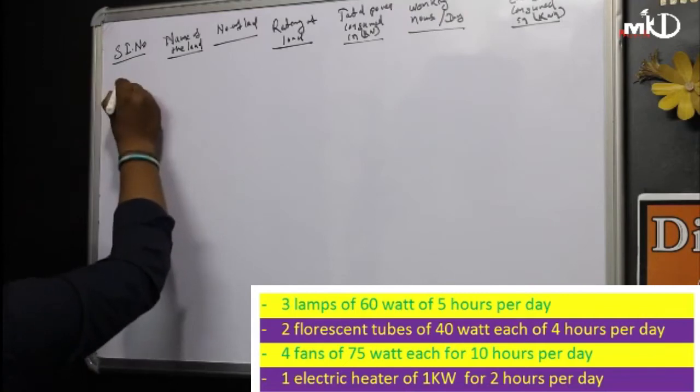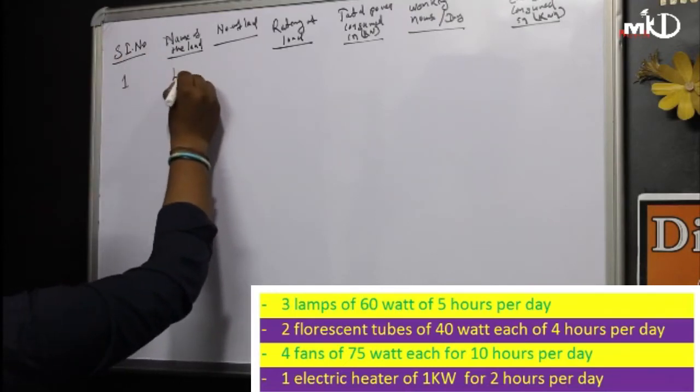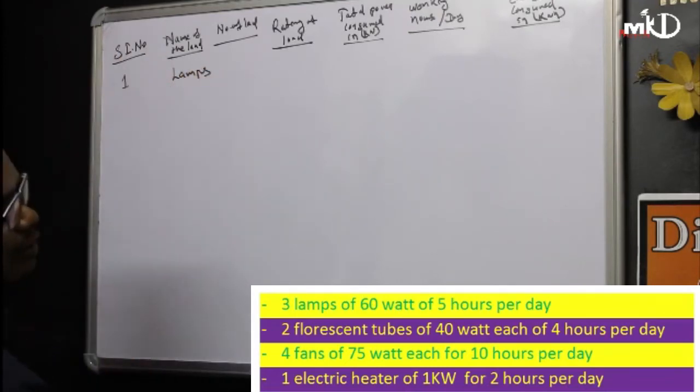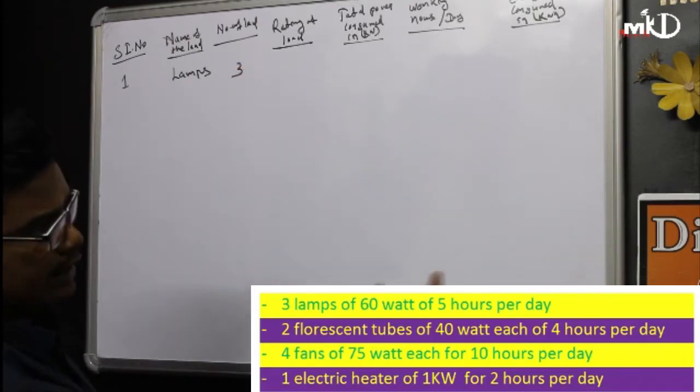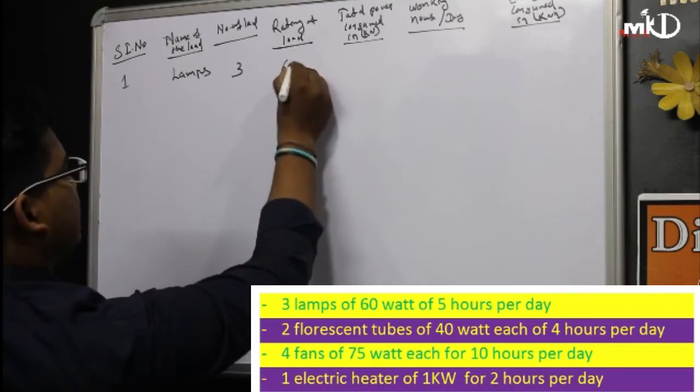First one is your lamp. Serial number 1 is lamp. Number of lamp is 3. Then rating of the load is 60 watt.